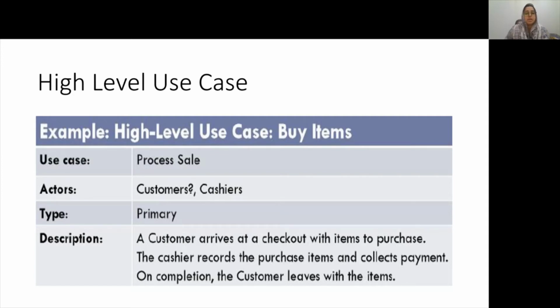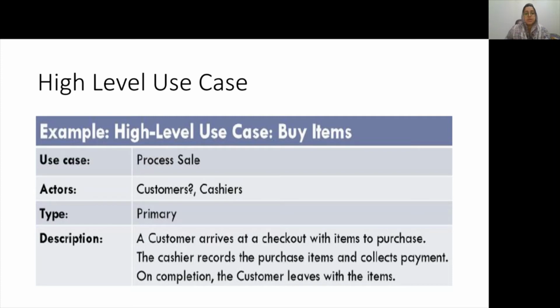It describes the name of the process or the use case, such as in this scenario, the process sale. It describes the actors that are involved, that are initiating the process. So in this scenario, the sale is initiated by either the customer or the cashier. Then the type of the use case, whether it is primary, secondary, supporting, etc. Then the description of the complete process.